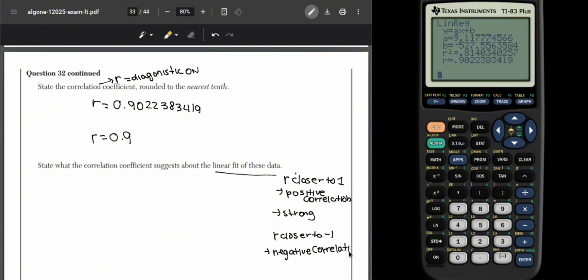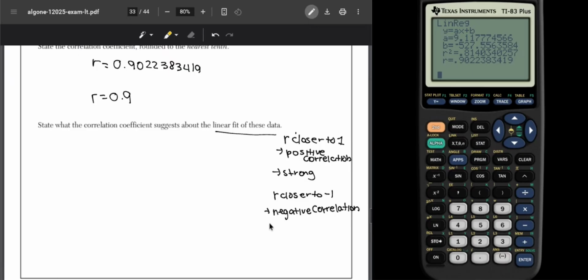Negative correlation. If it's very close to -1, again, you're going to say strong. However, if it's closer to 0, you're going to say it's weak. Depending on whether it's negative or positive, you're going to say negative or positive. But if it's close to 0, you're going to say there's a weak correlation: a weak negative correlation, a weak positive correlation.